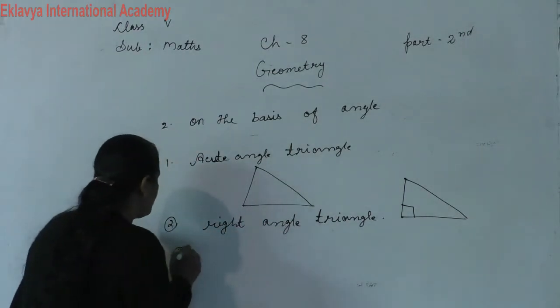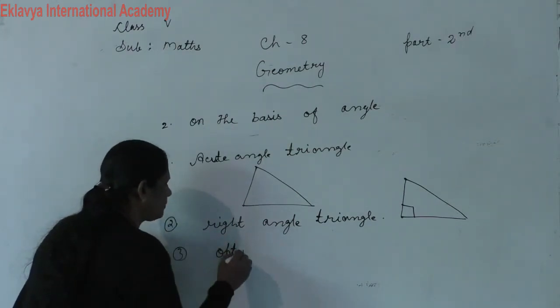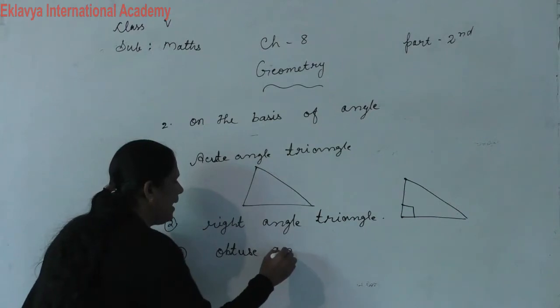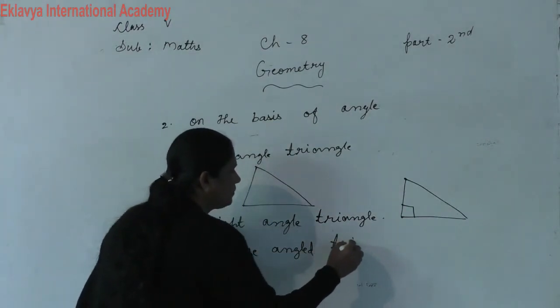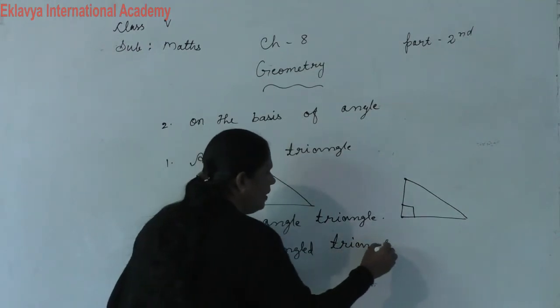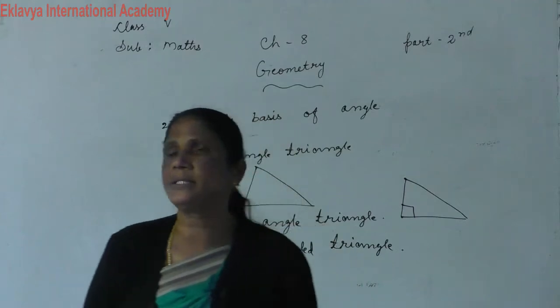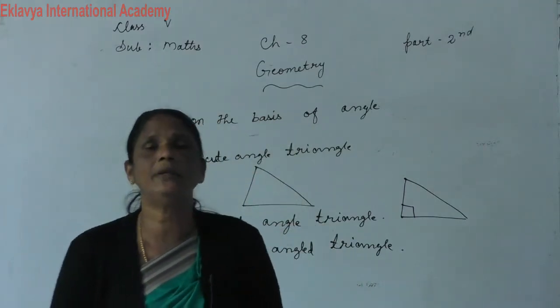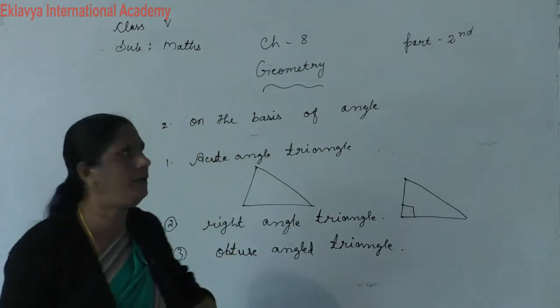Third is obtuse angle triangle. In an obtuse angle triangle, one angle is obtuse. That triangle is called an obtuse angle triangle.